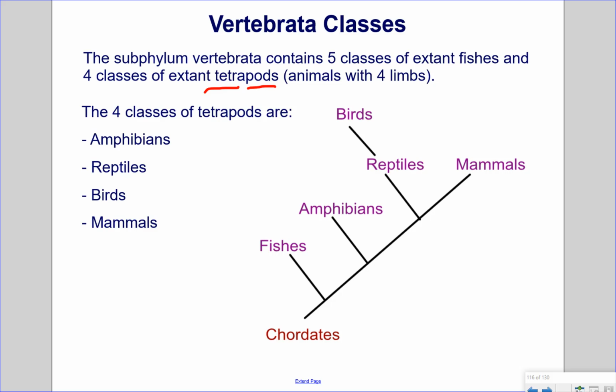Notice that the birds have a closer common ancestor with the reptiles than with the mammals. Even though both birds and mammals are warm-blooded, the birds evolved from reptiles, as is evident by the modified scales, which are their feathers.